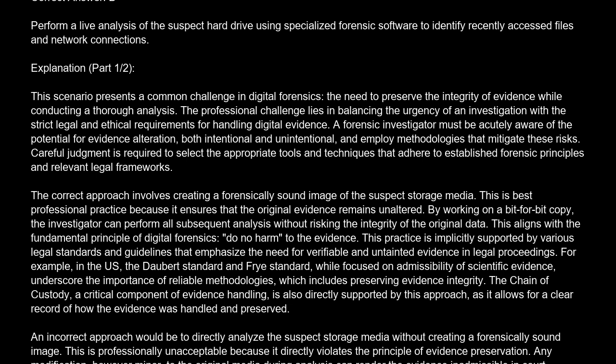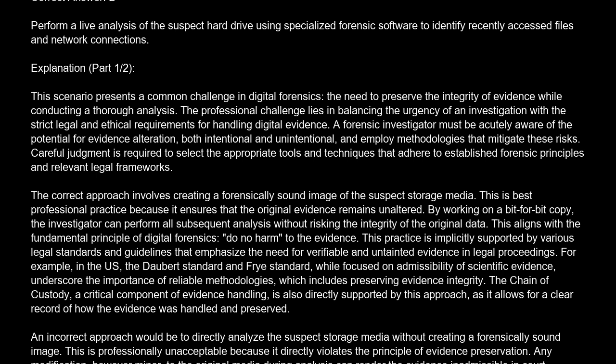A forensic investigator must be acutely aware of the potential for evidence alteration, both intentional and unintentional, and employ methodologies that mitigate these risks. Careful judgment is required to select the appropriate tools and techniques that adhere to established forensic principles and relevant legal frameworks. The correct approach involves creating a forensically sound image of the suspect storage media. This is best professional practice because it ensures that the original evidence remains unaltered.